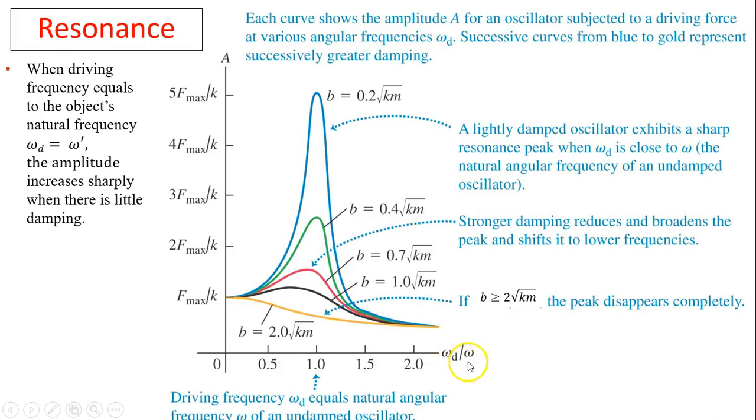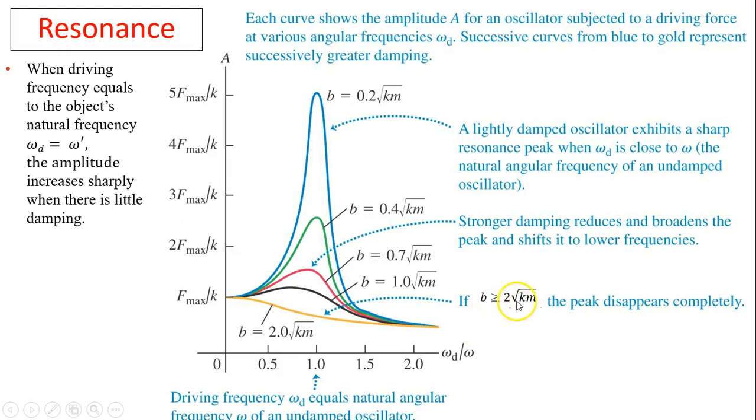When the driving frequency equals the natural frequency, when the ratio equals 1, as you can see, the amplitude increases. A lightly damped oscillator exhibits a sharp resonance peak when the angular frequency of the driving force is close to omega, the natural angular frequency of an undamped oscillator. Stronger damping reduces and broadens the peak and shifts it to lower frequency.